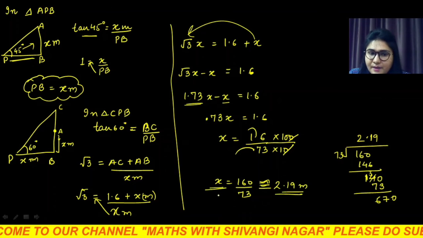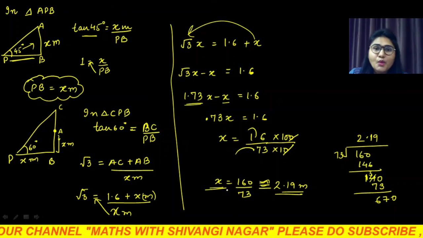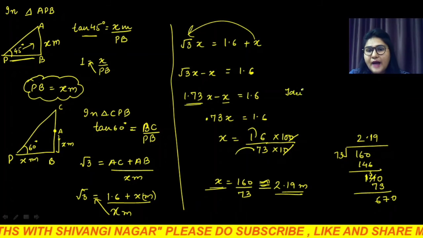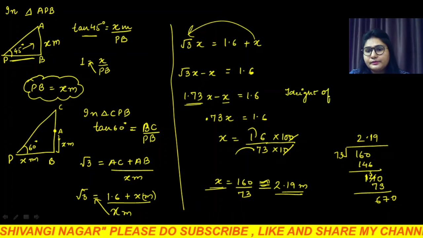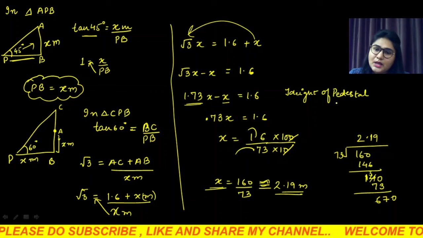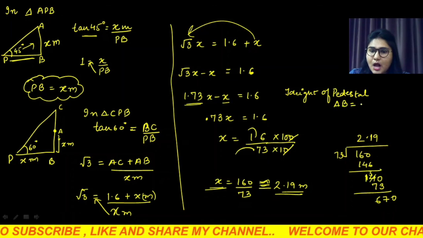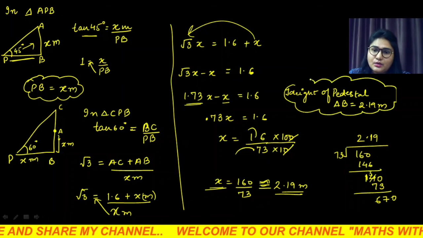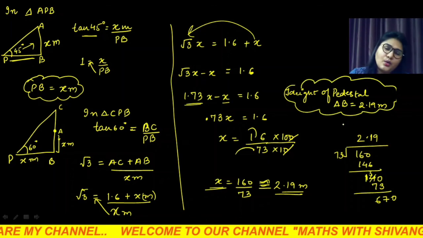Now what is this x? This x is the height of the pedestal. So what is the height of the pedestal? The height of the pedestal, which is nothing but AB, is 2.19 meter. Okay. So this is all about this video, the solution.